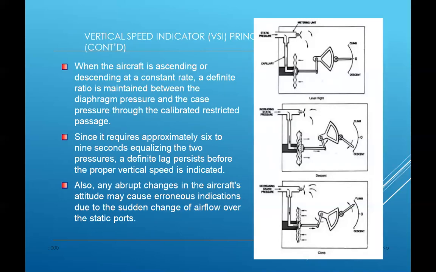When the aircraft is ascending or descending at a constant rate, a definite ratio is maintained between the diaphragm pressure and the case pressure through the calibrated restricted passage. Since it requires approximately 6 to 9 seconds to equalize the two pressures, a definite lag persists before the proper vertical speed is indicated. Also, any abrupt change in the aircraft attitude may cause erroneous indication due to the sudden change of airflow over the static port.